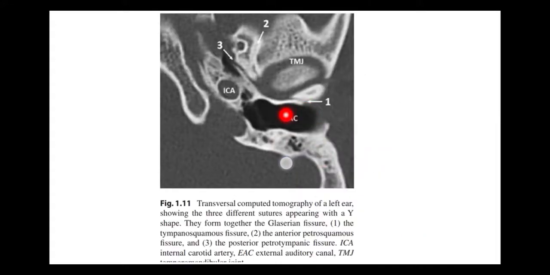CT of the left ear showing three different sutures appearing with a Y shape. They form the Glaserian fissure. Number 1 is the tympanosquamous fissure. Number 2 here is the anterior petrosquamous fissure, and the posterior petrotympanic fissure.